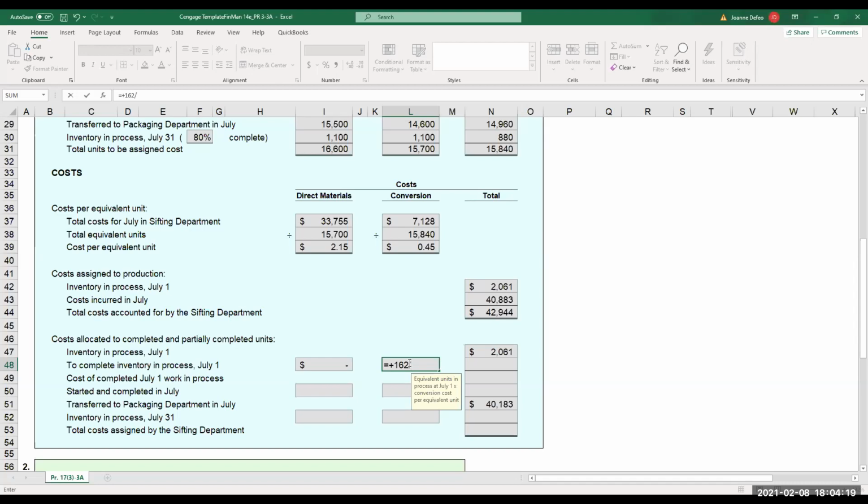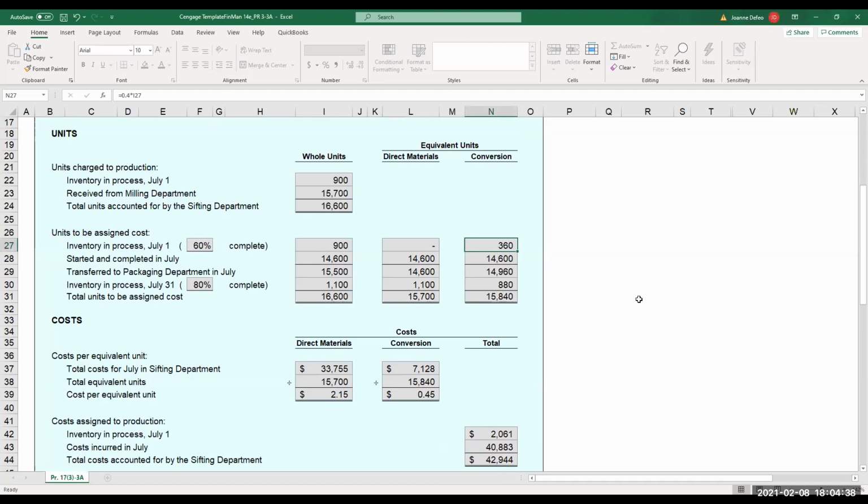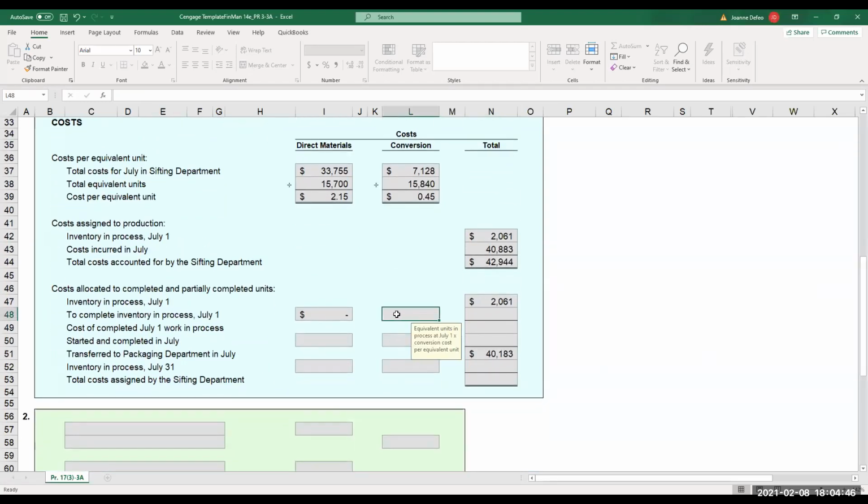162 divided by 2.45, 360. Okay. All right. So up here for July 1, we have 360 units. Okay. And that's what we're going to use to do down here. So here it's going to be equal plus 360 times conversion is 45 cents. Times 45 cents. So that's 162. Then we're going to add these two across and we get 162. This is cost of completed work. We're going to just add these two together.